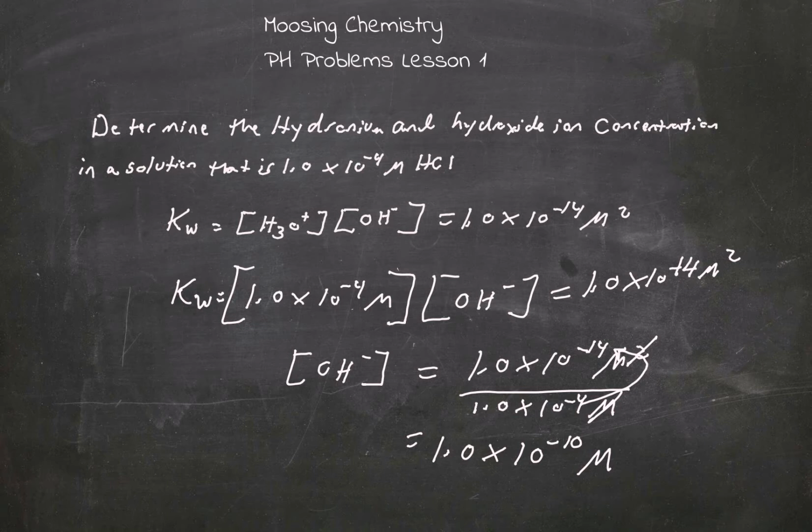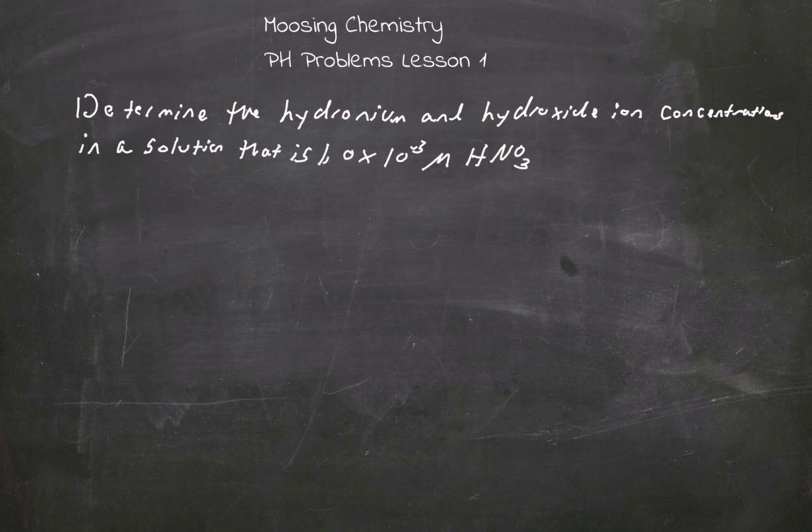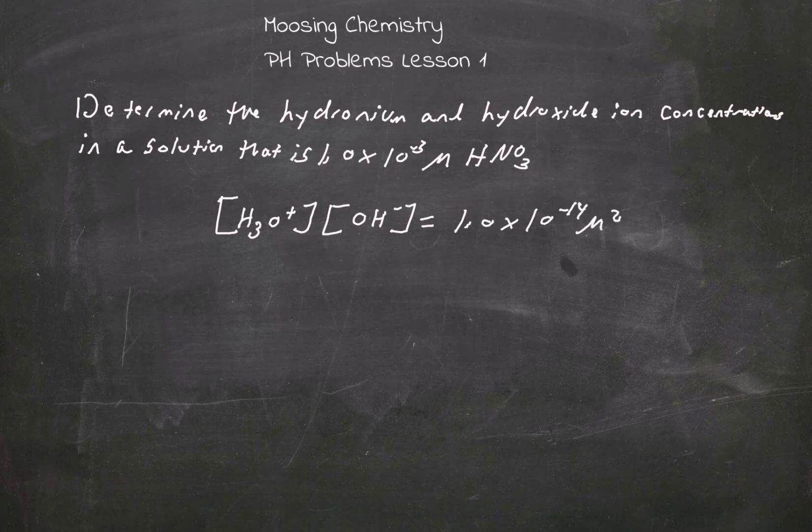Okay, let's look at another problem. Let's go ahead and erase all this for a second. So let's look at our second problem. It says determine the hydronium and hydroxide ion concentrations in a solution that is 1.0 times 10 to the negative 3 molarity of nitric acid. I'm going to drop the Kw part because we've already shown you that. So we've got H3O positive, and then we have OH negative, equals 1.0 times 10 to the negative 14 M squared. Okay, so we're going to take this number and plug it in right there.